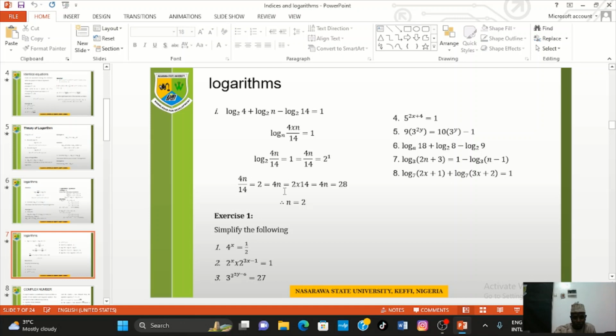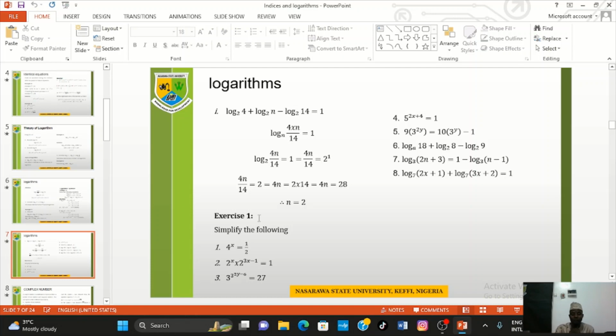Then we cross multiply, we have 4n equals 2 times 14. That will give us 4n equals 28. Divide both sides by 4, then n equals 2. We have this. I believe we understand that now.